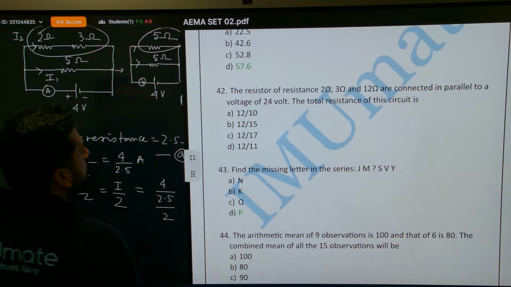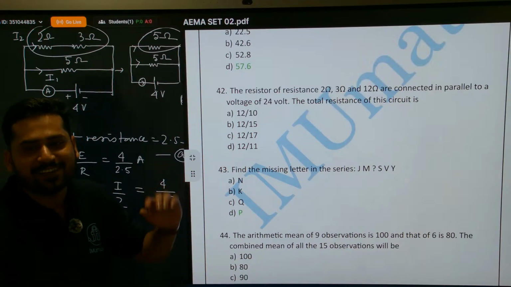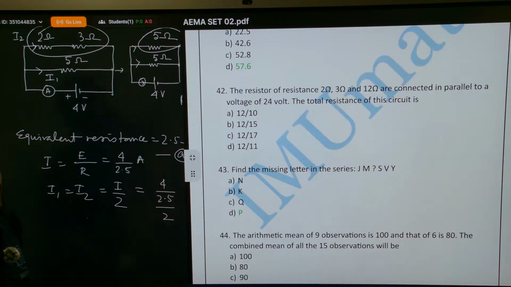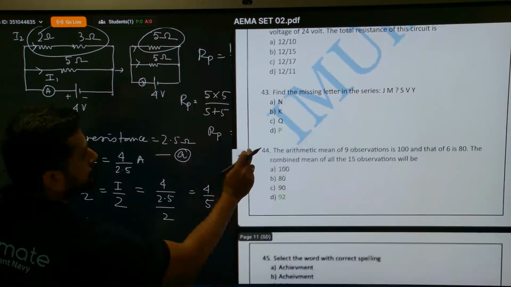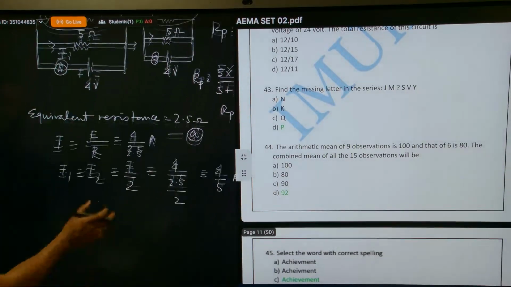And the unfortunate part is no green marking here. Okay, how much? 12 by 11. Okay, so how would the circuit look? This is, I think, 42, no? Yes.